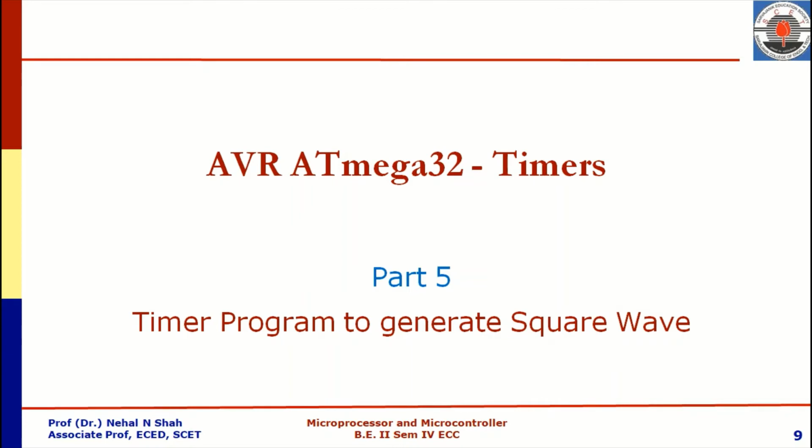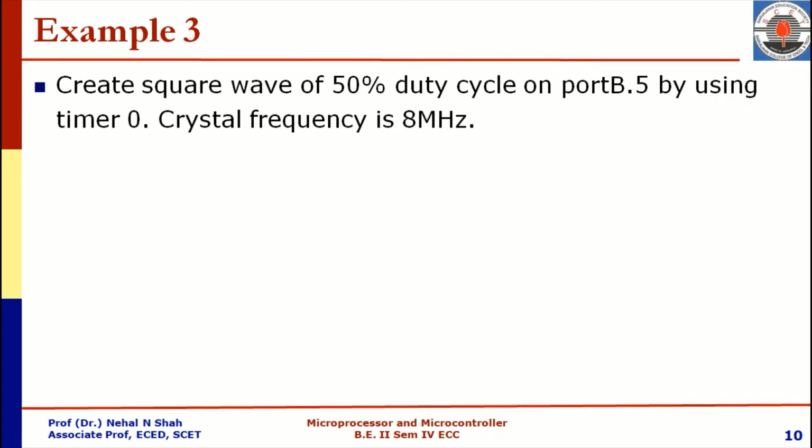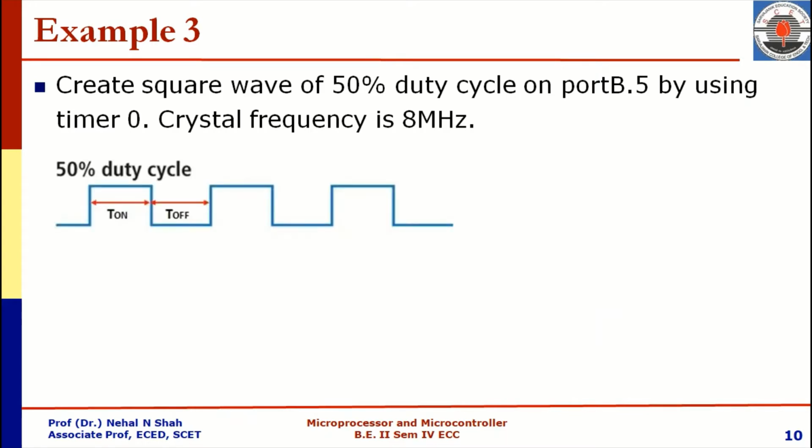In part 5 of AVR ATmega32 timer, we are going to learn timer program to generate square wave. Let us generate square wave of 50% duty cycle on port B.5 using timer 0. Crystal frequency is taken as 8 MHz. 50% duty cycle means on time and off time both are same.